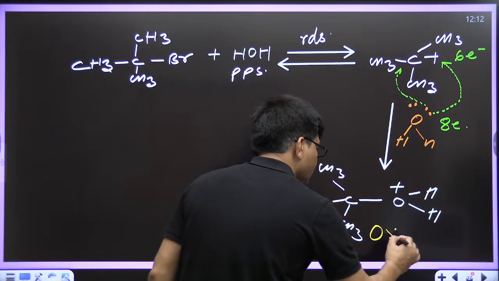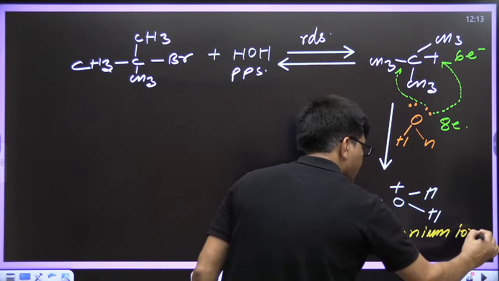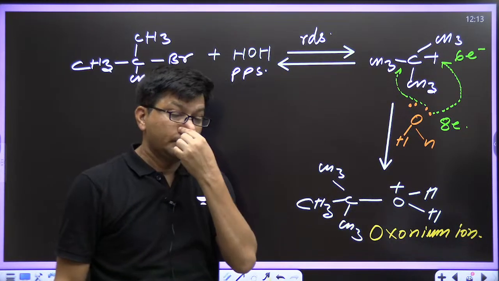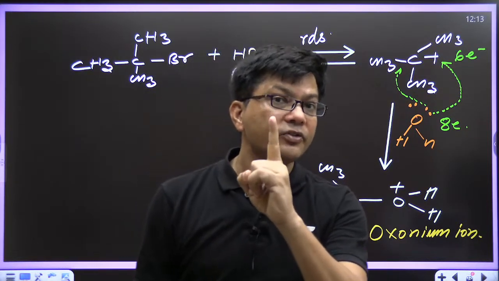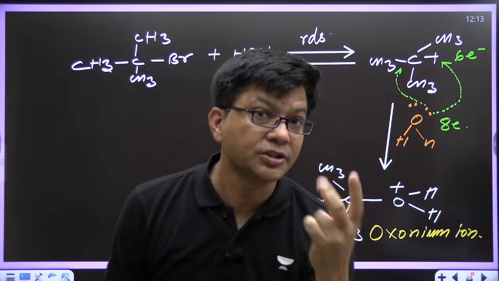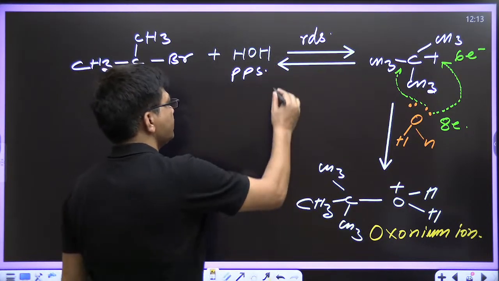So see, there is entry of oxonium ion. Till now, in whatever reactions I have shown, only one intermediate was getting formed. In this reaction, two intermediates are getting formed. Now see, this is the slowest step.